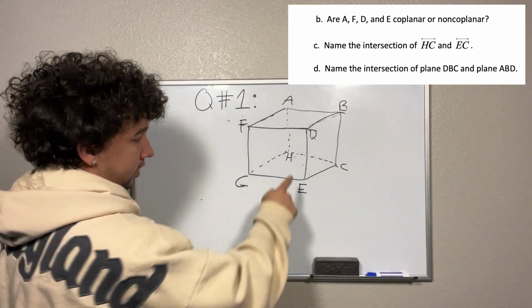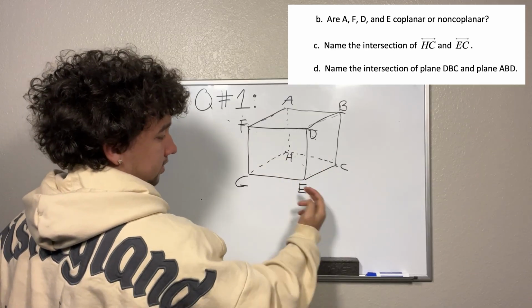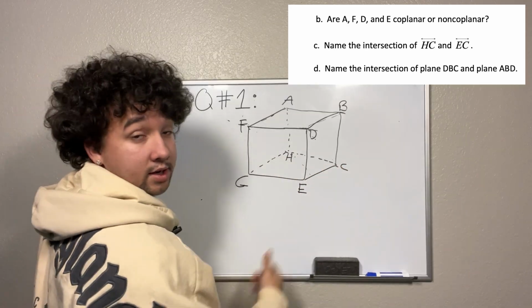So where do they meet? Well, HC is in the back, it's that segment right there, and CE is right here. So they're intersecting at point C.